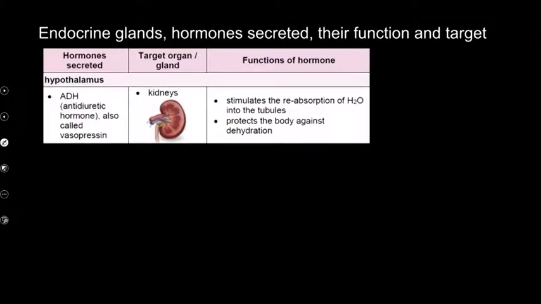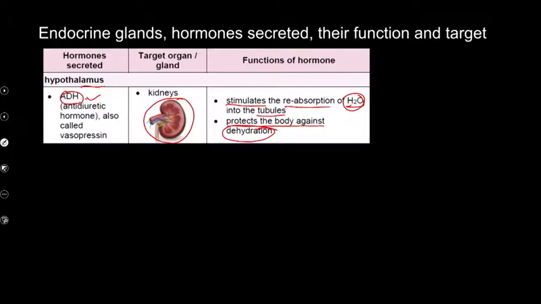Now, if you look at this table, it's going to make your life easy to understand and remember the hormones and their targets and functions. So we start at the top again. We're looking at the hypothalamus. The hypothalamus secretes ADH. I said for you to write down this name or it's going to be a little bit difficult. You are allowed to use the acronym. It's called ADH or vasopressin if you want to use that word. But what is the target of this hormone? It is the kidney. And what is the function of this ADH on the kidney? It stimulates reabsorption of water into the tubules and then protects the body against dehydration.